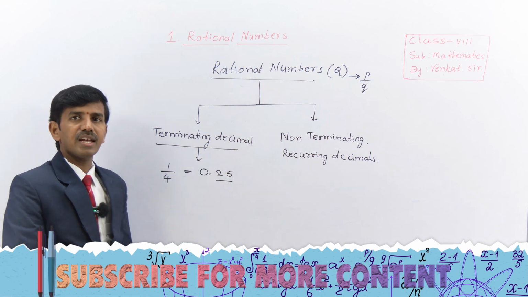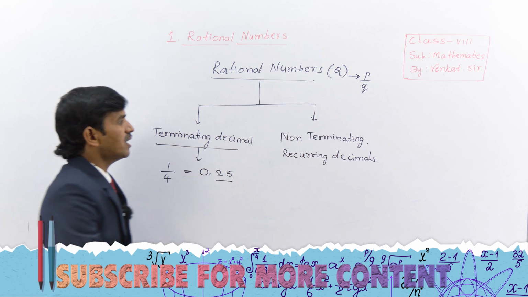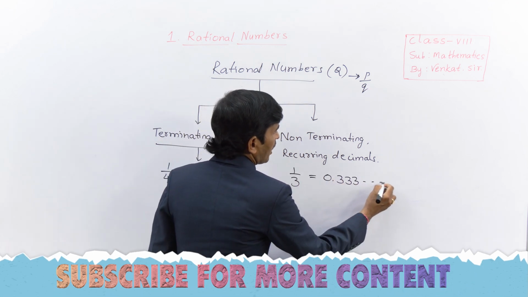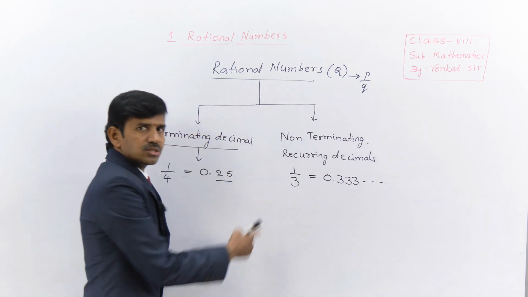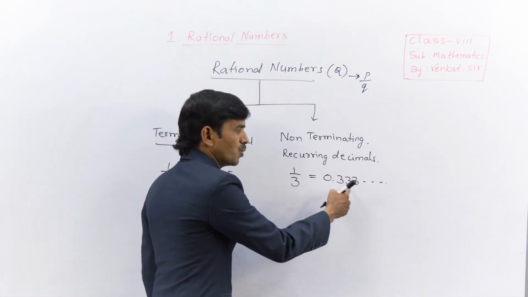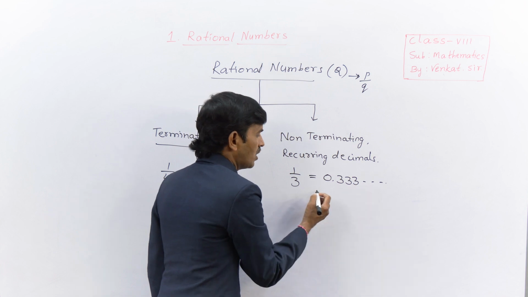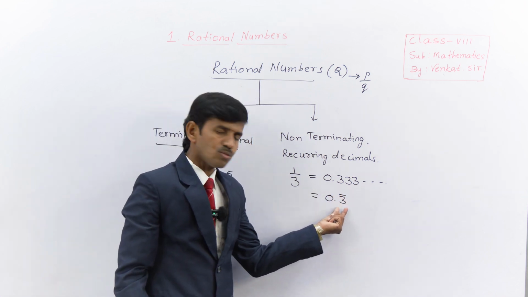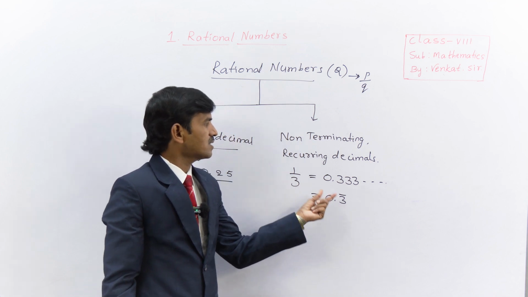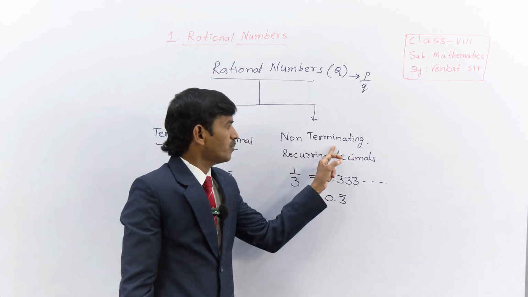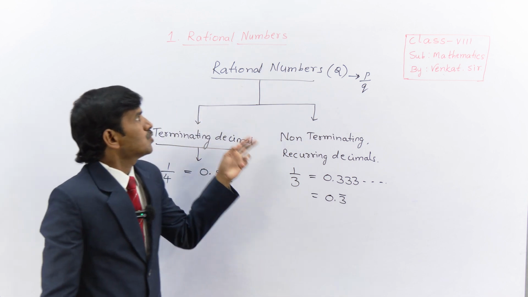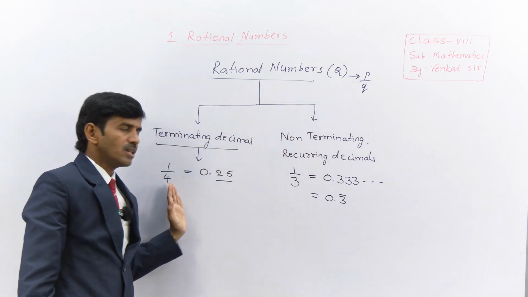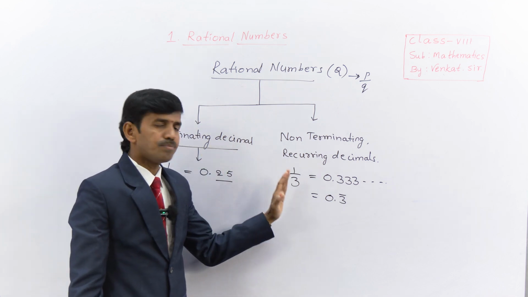If there exists a fixed number of digits and it ends with a certain number of digits, then it is called a terminating decimal. And if you consider 1 by 3, which is equal to 0.333 and so on, when you divide 1 by 3 we get the quotient 0.33 and so on, which can be written as 0.3 bar. The digit which is repeating is written with a bar. Here this decimal is non-terminating but recurring. So any rational number comes under these two categories: either they terminate, otherwise they are non-terminating but recurring decimals.